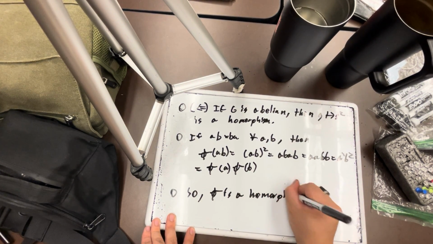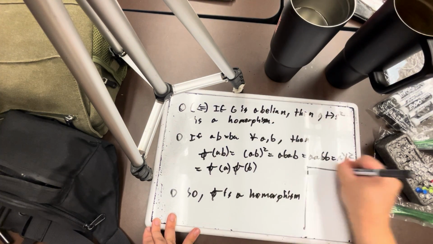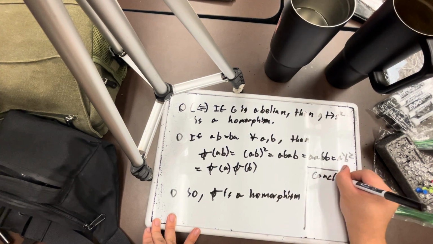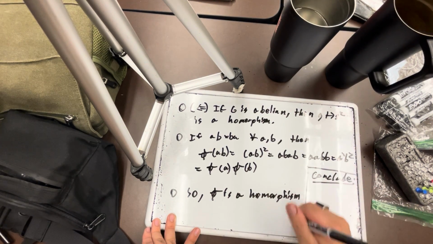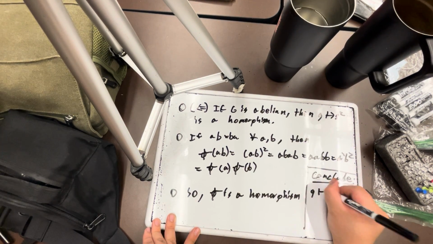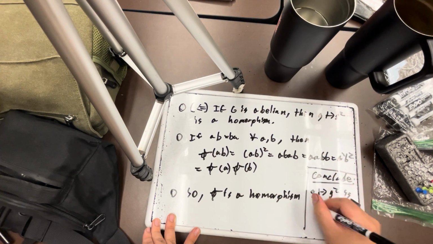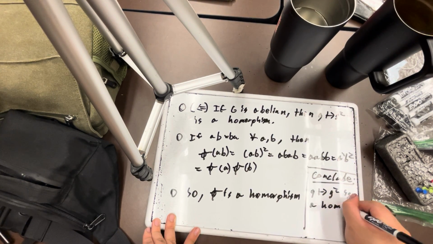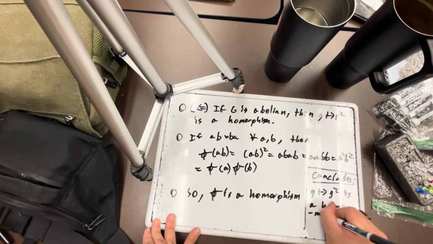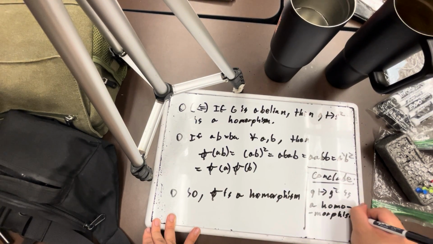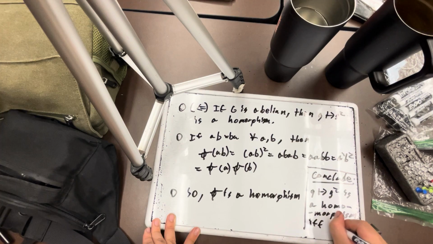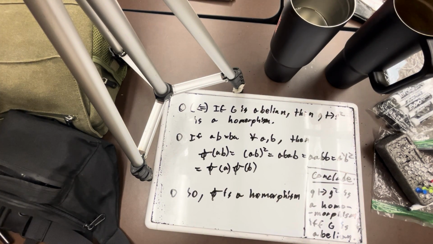All right? So let me just say, we conclude the map from g to g squared is a homomorphism if and only if G is abelian. Right? Okay. Now let's move on to the next exercise, exercise 19.